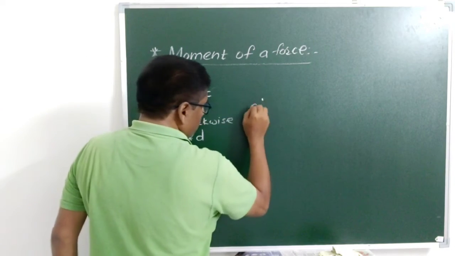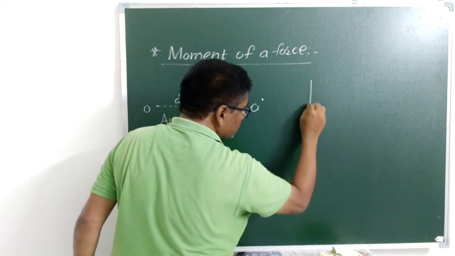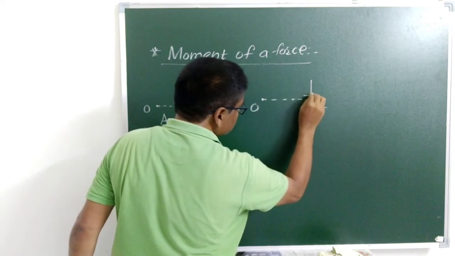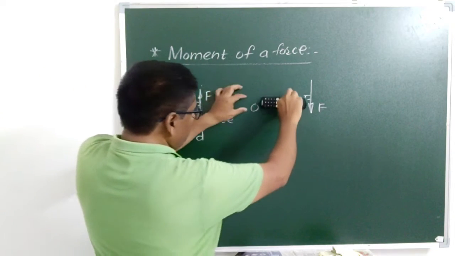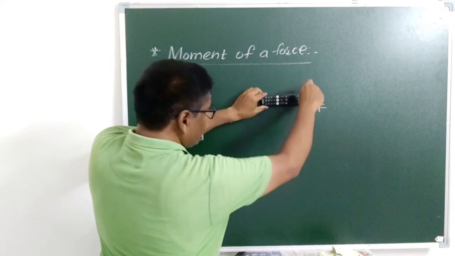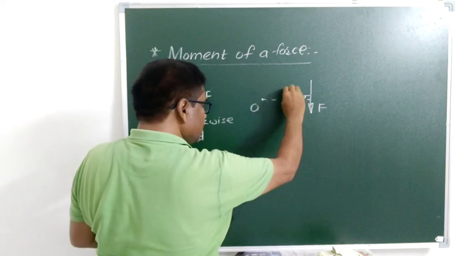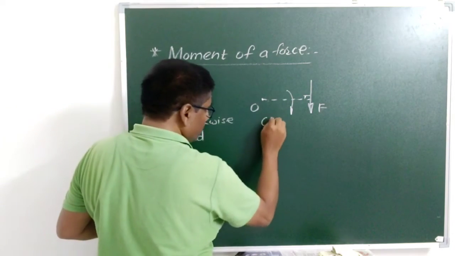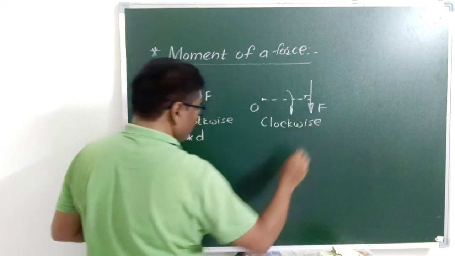Now, force is again to the right of given point, but it is acting in downward direction. This is perpendicular distance. Now, let us see what will happen. Keeping this point fixed, apply downward force to this end. This will try to rotate this arm in clockwise direction. Therefore, this type of force will produce clockwise moment.